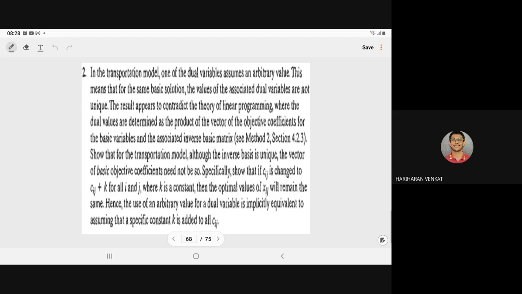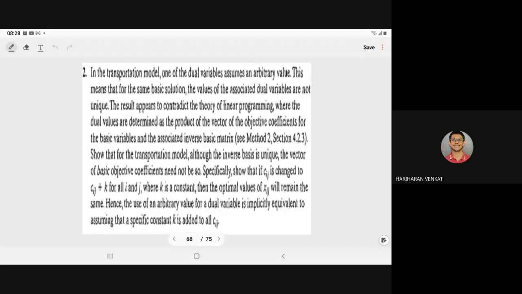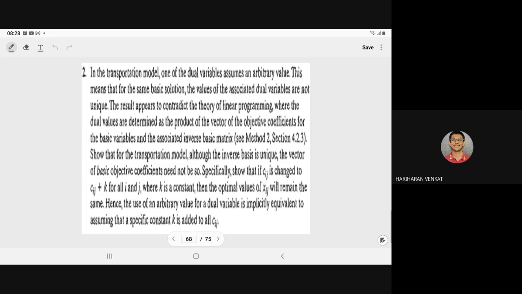Let us have this question. In the transportation model, one of the dual variables assumes an arbitrary value. In general, when we compute the multipliers, the convention is u1 is equal to 0. This is only the convention, right? You can take any value, not necessarily only u1 is equal to 0.